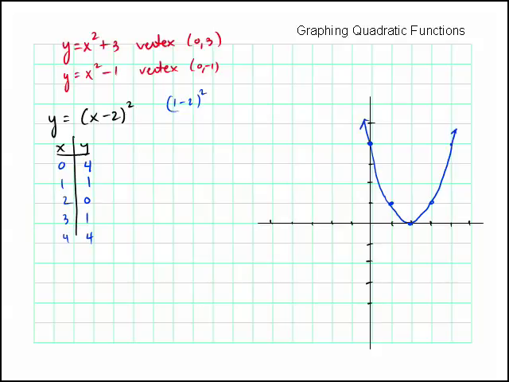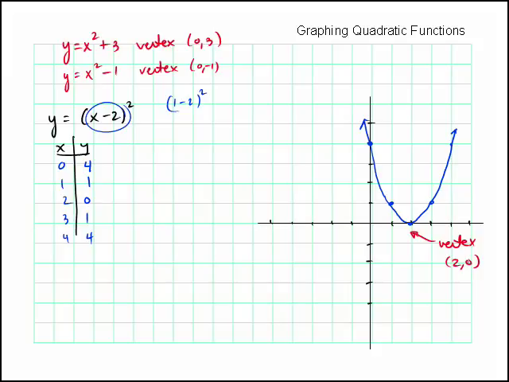And so notice what happened when I put a minus 2 inside the squared term with the x. The parabola moved 2 to the right. And so the vertex here is now at 2, 0. So if I put an x minus 2 inside with x, that moves the parabola 2 to the right.